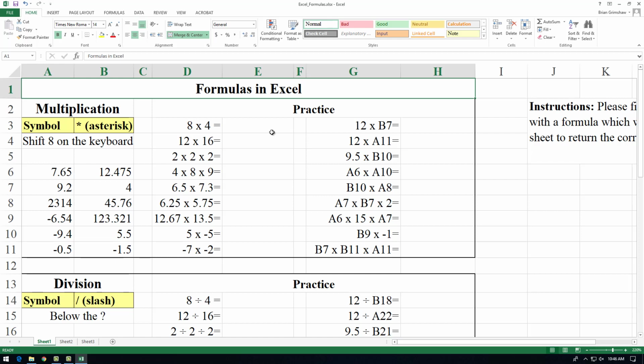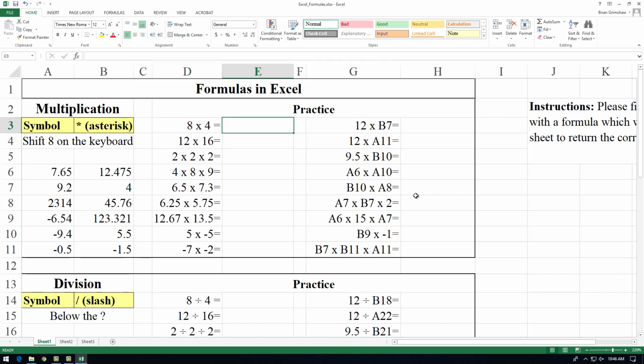Second thing you need to keep in mind is I am not a math teacher. I do not care if you get the right answer. What I care about is, can you make the computer give you the right answer?